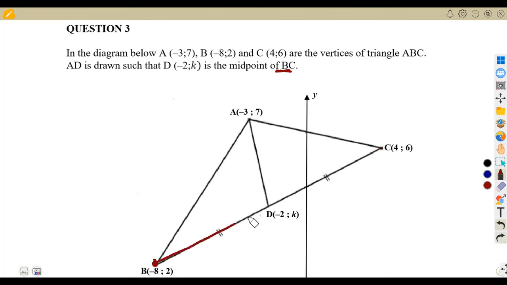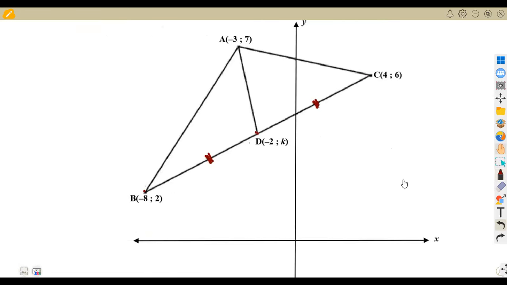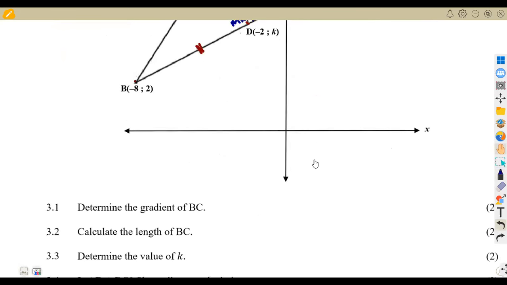So in between this line, it means we've got a midpoint, so we've got equal distance from B to D and from D to C. We've got equal distance. That's why we see these two marks here to show equal distance. All right, so anyways, let us check our questions, but I'm just going to write the midpoint so that we'll be able to remember about the point D.